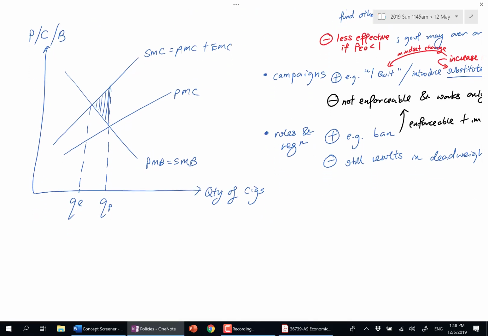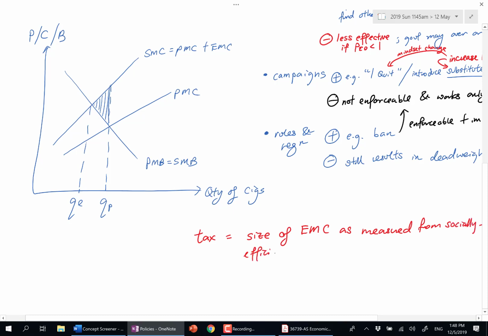So let's use this to examine the case of taxes. You must set the tax equal to the size of EMC as measured from the socially efficient output.